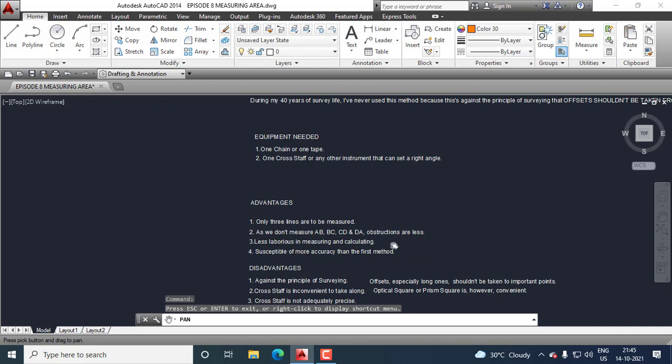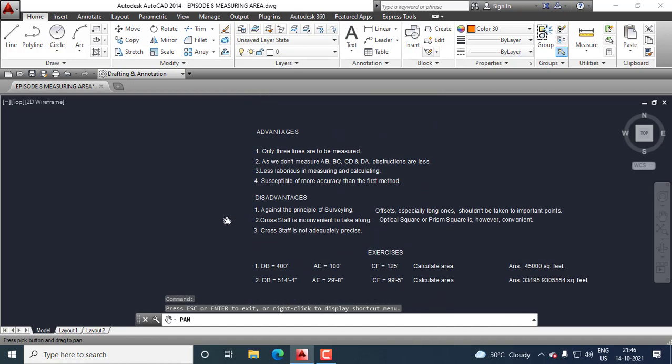Because we don't measure the sides, we can neglect the obstructions on the sides. This method is less laborious than even the first method. In surveying also and in calculating the area also, it's less laborious. This method is susceptible of more accuracy than the first method.